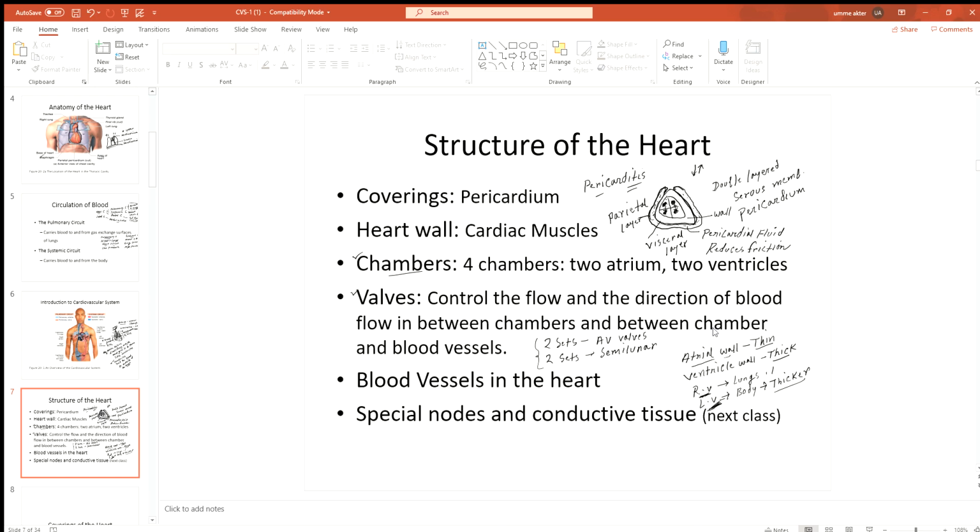Atrioventricular means between the atrium and ventricle. And for the semilunar valves, one is called aortic semilunar, at the beginning of the aorta, and another is called pulmonary semilunar. Why? Because this one is at the beginning of the pulmonary trunk. So this is at the beginning of the aorta, the large artery, and this is at the beginning of the pulmonary trunk. The aortic valve opens when the left ventricle contracts, and blood goes to the body through the aorta. The pulmonary semilunar valve opens when the right ventricle contracts to send the blood, pulmonary means lung, to the lungs. Okay.